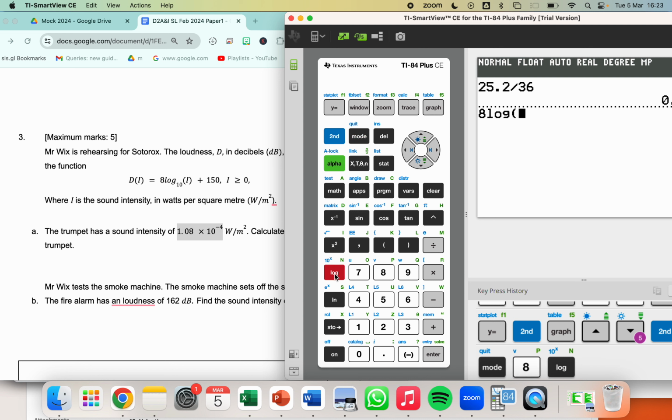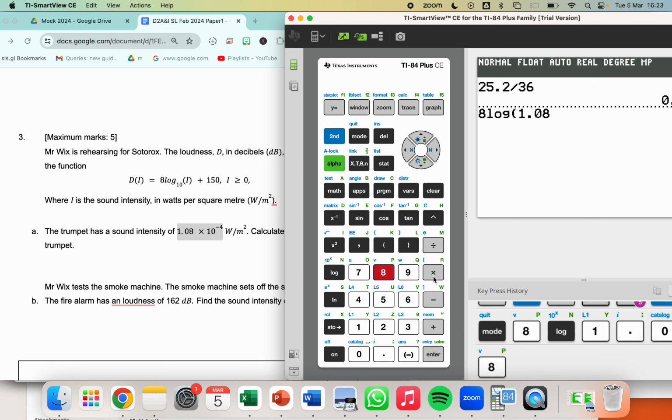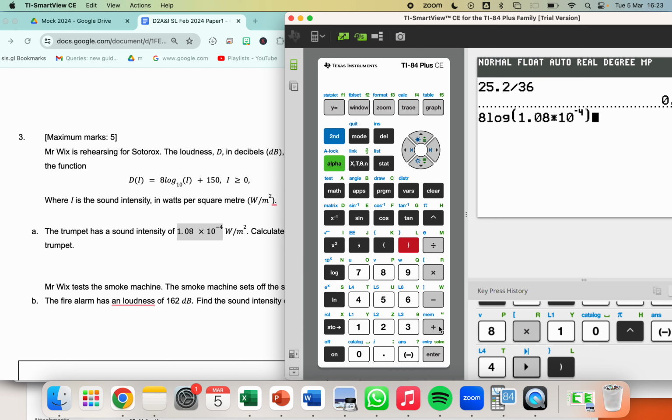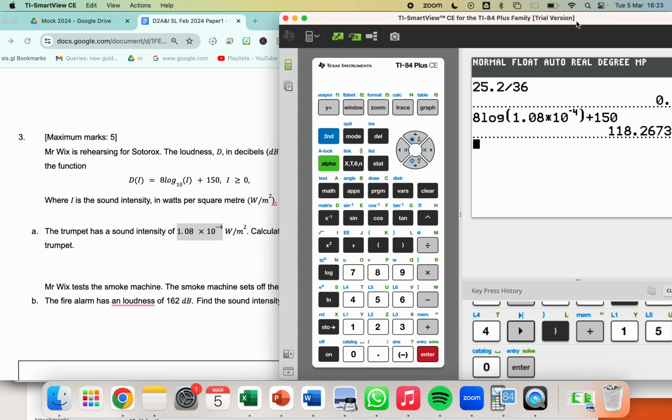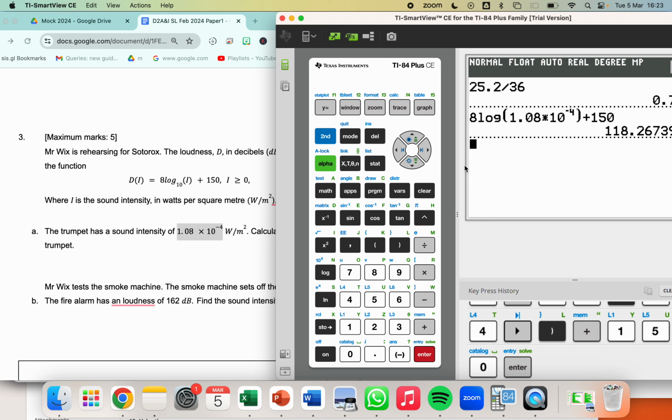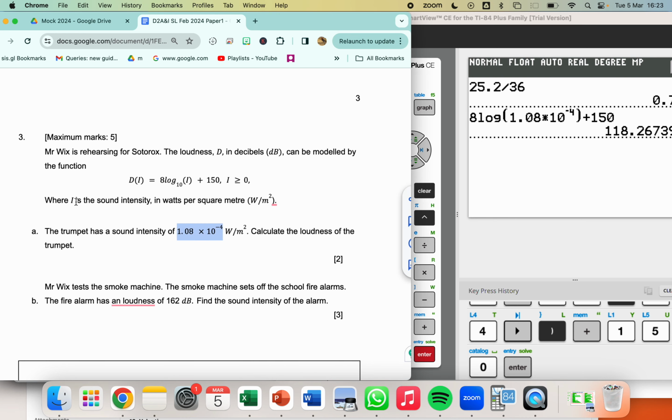log, and then I is 1.08 times 10 to the power of minus, make sure you use the small minus, 4. Close brackets, plus 150. Really easy marks there. The answer is 118 to 3 significant figures, or you could write out the whole calculator display.